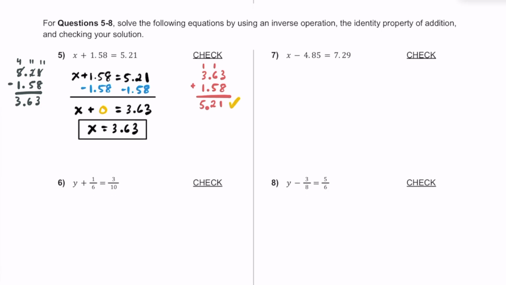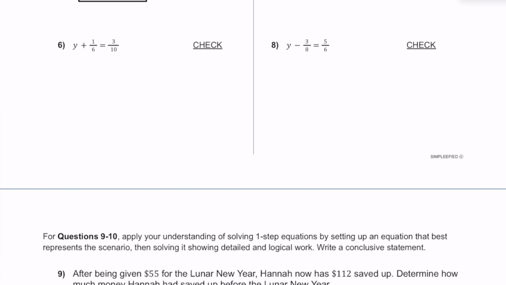Okay, let's check out number 6. For number 6, we have some fractions here. So let's go ahead and just write down the equation first. We have y plus 1/6, that's equal to 3 over 10.